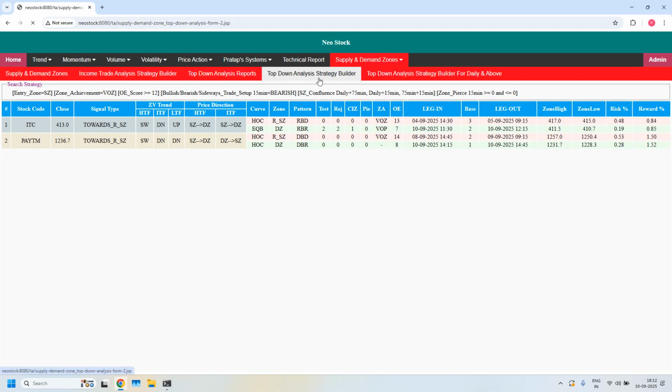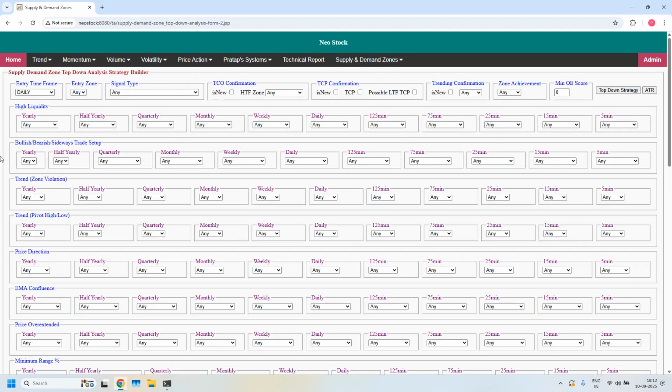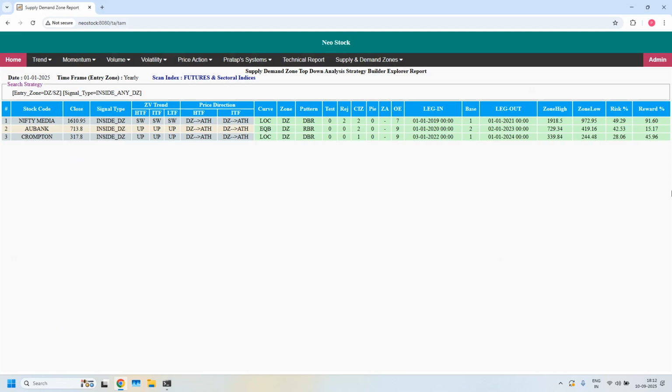Next I will generate finding the stocks near demand and supply zone for all the time frames starting with yearly. Price closed inside the yearly demand zone. We got 3 stocks.